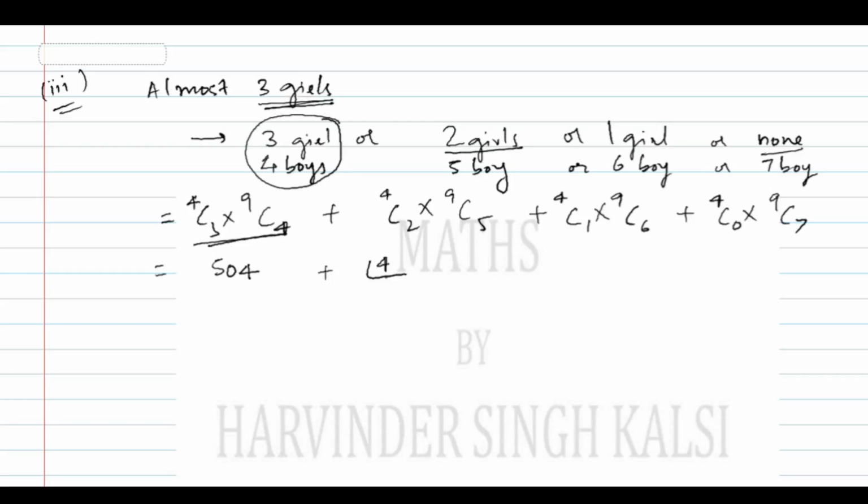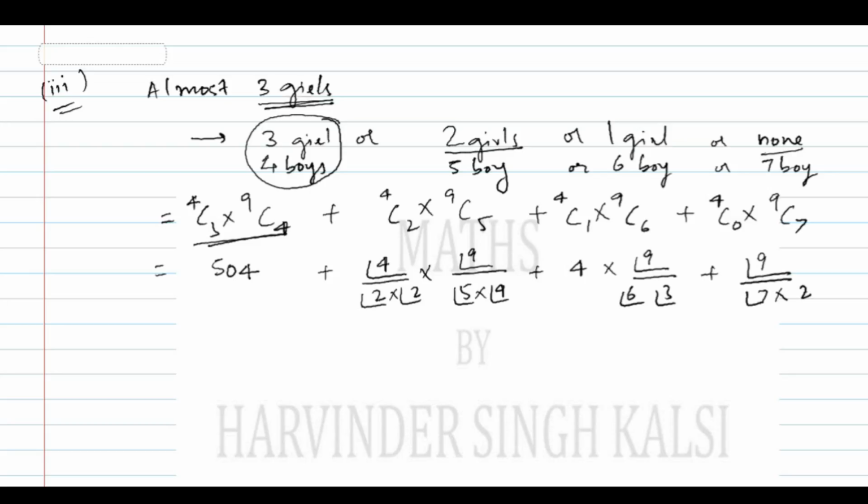4C2 is equal to 4 factorial upon 2 factorial into 2 factorial, and 9C5 is equal to 9 factorial upon 5 factorial into 4 factorial. 4C1 is equal to 4. 9C6 is equal to 9 factorial upon 6 factorial into 3 factorial. 4C0 is equal to 1. So 9C7 can be written as 9 factorial upon 7 factorial into 2 factorial. So this is equal to 504.